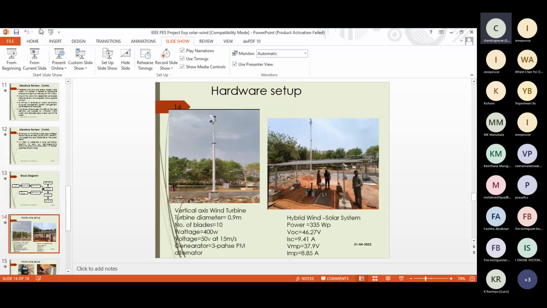So here is the hardware setup which we installed in our project. Here is the vertical axis wind turbine. Its diameter is 0.9 meters. It has 10 blades and a rating of 400 watts. The generator is a three-phase permanent magnet alternator. Coming to the solar panels, the power rating is about 330 watts each, with voltage of about 46 and 27 volts, and the ratings are 335 and 325 watts.